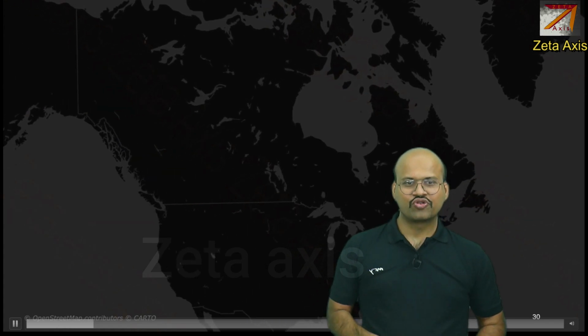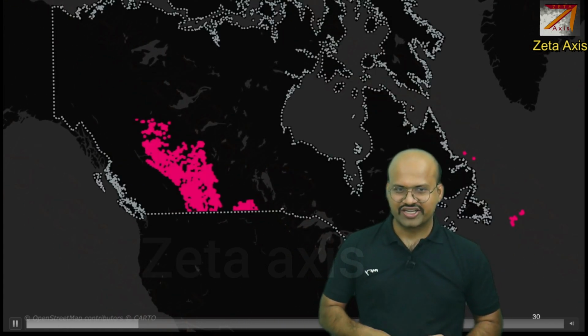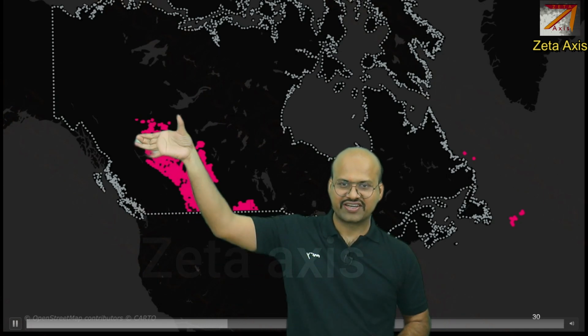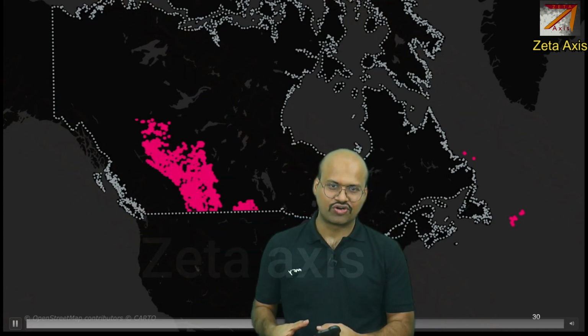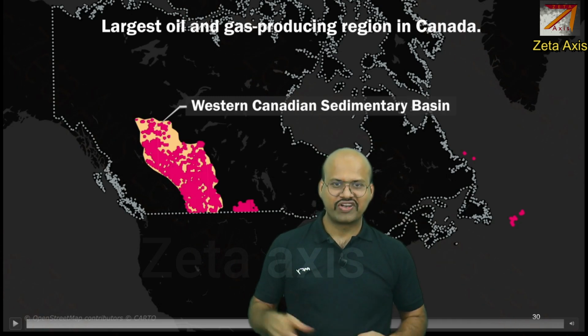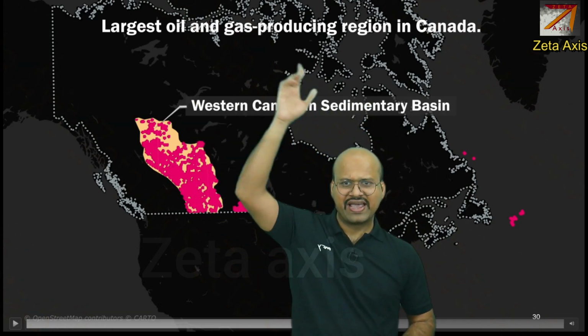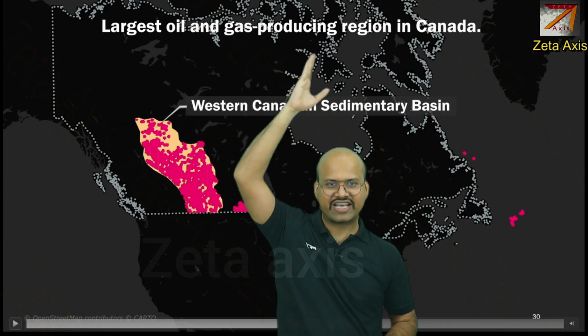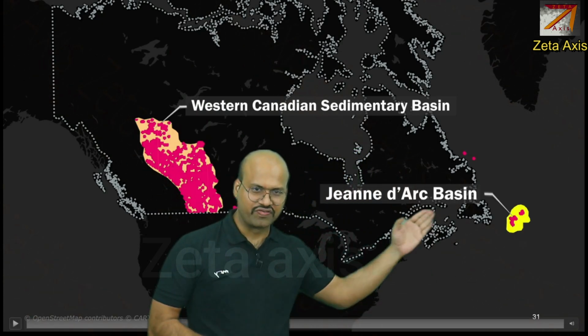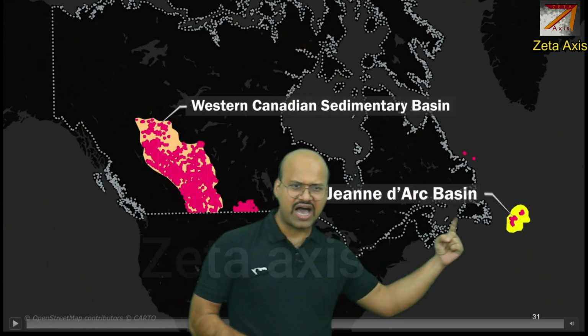Now let's move to Canada, and here we can see the deposits of Canada. We can clearly see this is a significant region which produces the maximum amount of oil and gas for Canada, and this region is called the Western Canadian Sedimentary Basin, and clearly it is the largest oil and gas producing region in Canada.